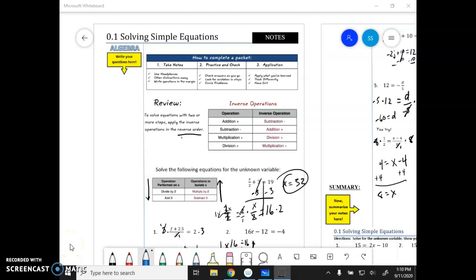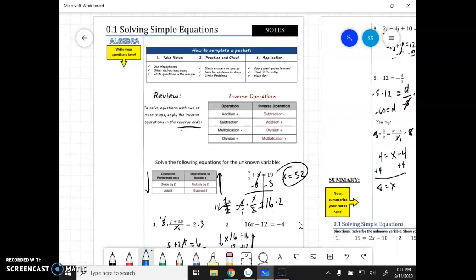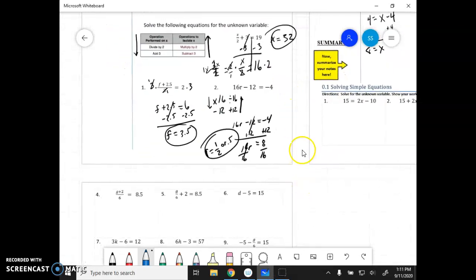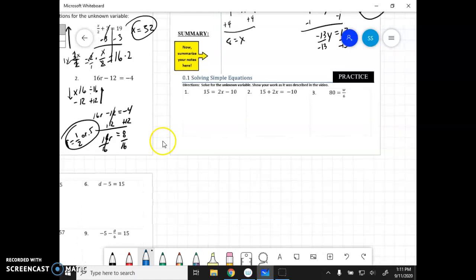Okay, here we go. This is solving simple equations. This is for geometry. You might be thinking or asking yourself, why are we doing algebra and geometry? This geometry class has a ton of algebra in it. You use algebra in almost every single unit we're going to have here, so it's good to have a quick review of solving equations.